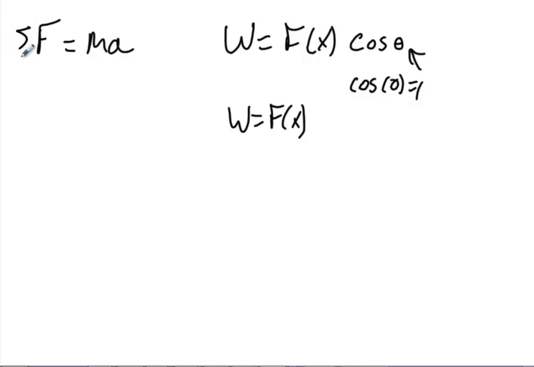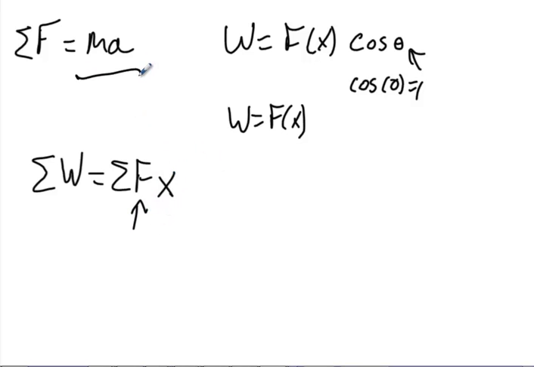And because Newton's second law is net force equals mass times acceleration, we can say the net work done on an object is equal to the net force times the distance it moves, Fx. What we want to know is how work affects velocity, how work affects kinetic energy, which is how fast something is moving. So instead of using F, we're going to replace that with ma.